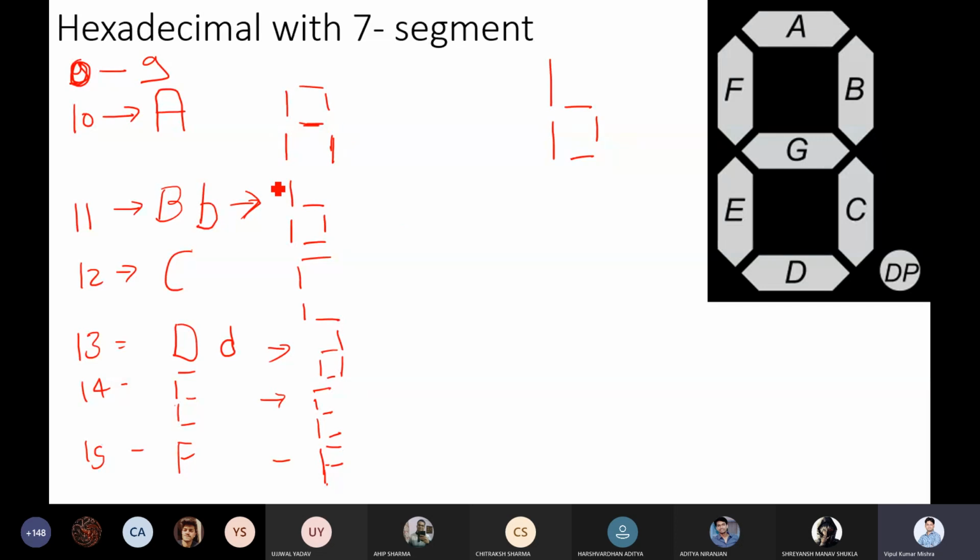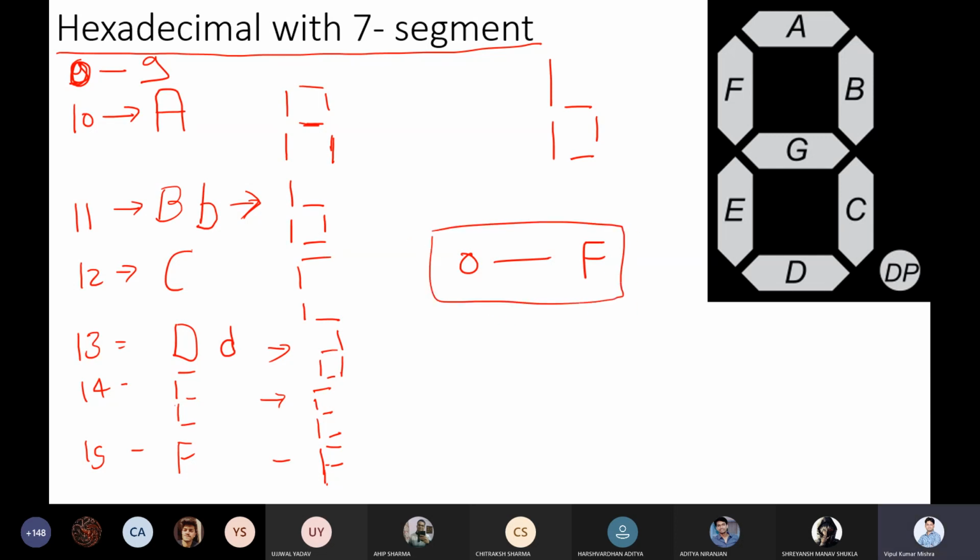Got it? So now with this 7 segment display, we can utilize the entire bits. Now, if you are displaying hexadecimal with 7 segment, do we have any don't care here? No, we do not have any don't care because every input set has a certain output. So with the 7 segment display, you can represent from 0 to F. Any doubt on this?